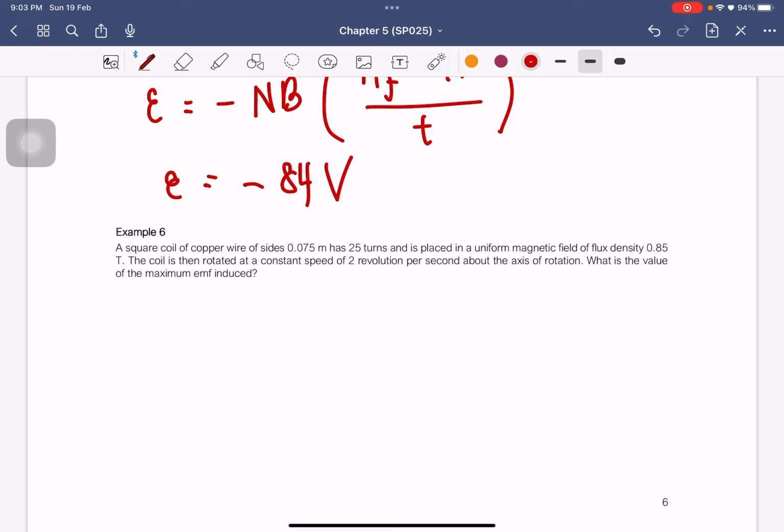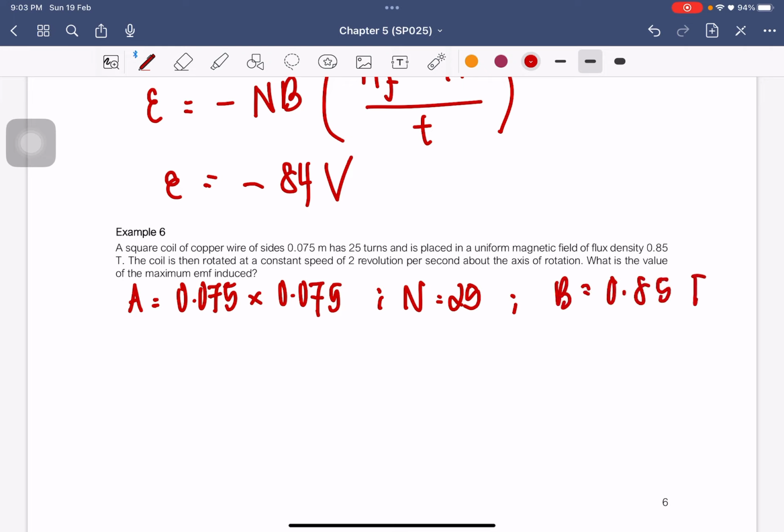Alright, so I'm a bit tired talking. Example number 6. We have a square coil of copper wire of size 0.075 meter. It has 25 turns, so this is basically the area, 0.075 times 0.075. Then it has 25 turns, placed in a uniform magnetic field of flux density 0.85 Tesla. And then the coil is rotated at a constant speed of 2 revolutions per second. 2 revolutions per second is omega, 2 RPS. About the axis of rotation, what is the value of the maximum EMF induced?